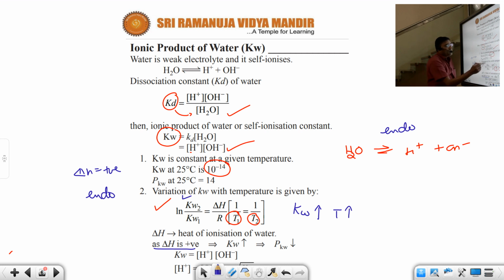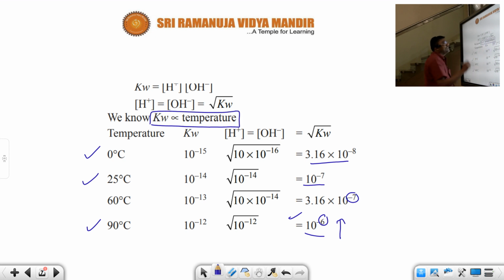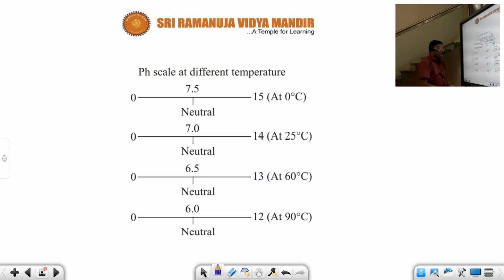So at two different temperatures we have two Kw values. These are the basics of the ionic product of water. You can see clearly at 0 degrees centigrade you got one value, at 25 degrees centigrade you got 10 power minus 7, and at 90 degrees centigrade you got 10 power minus 6. So you can see this value is increasing, 10 power minus 6 is greater than 10 power minus 7, and that is how Kw is directly proportional to temperature. This question has been asked in an earlier examination.